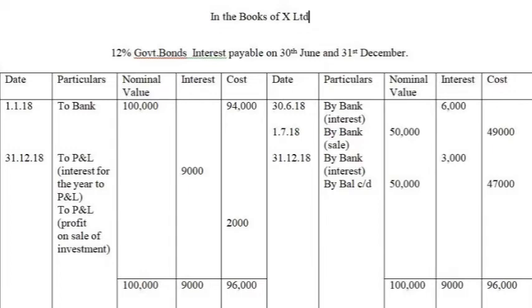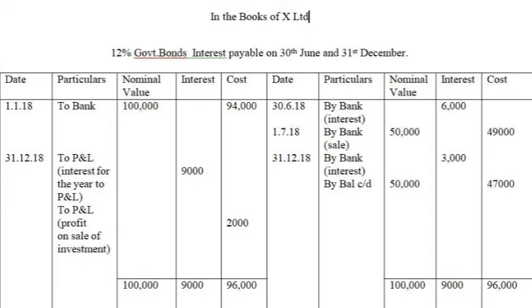12% government bonds, interest payable on 30th June and 31st December. Our first journal entry, 12% government bonds account debtor to bank 94,000. We post this journal entry in the investment account: 1/1/2018 to bank, we write nominal value 1 lakh in the nominal column and 94,000 in the cost column. Our second journal entry, bank account debtor to interest on 30th June 2018. We post this entry in the investment account, 30/6/2018 by bank. On interest column we write 6,000.